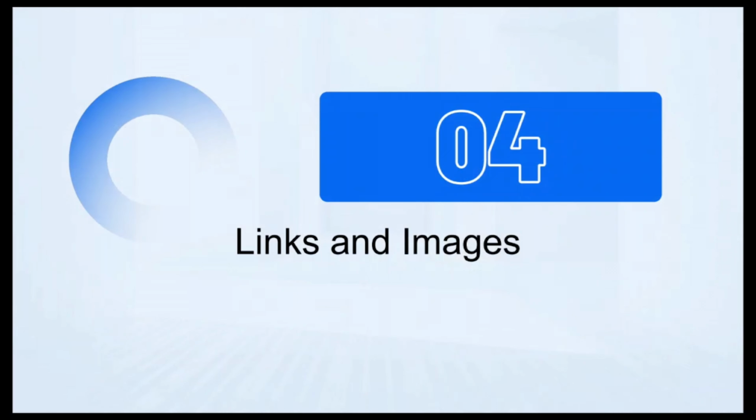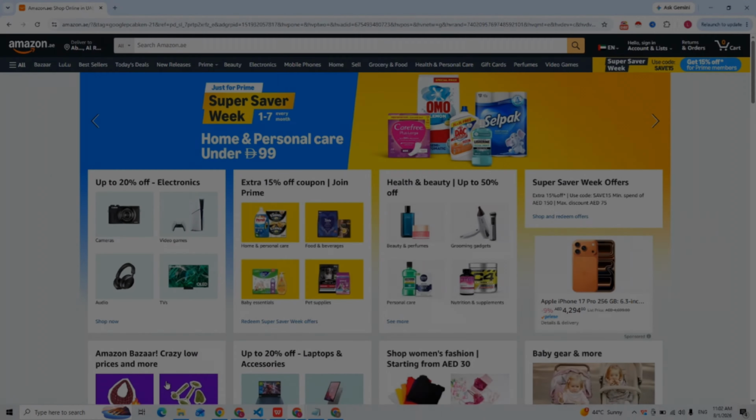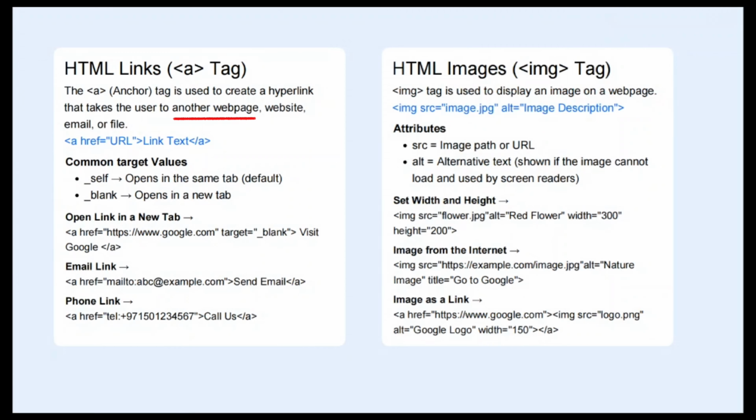So let's start with our first topic, links and images. In HTML, we use the anchor tag to create links. Links help users move from one web page to another web page, open another website, send email or make a call. So this is the basic syntax of the anchor tag, and the href attribute is used to add the URL or address of a page or an external link. The text between the opening and closing anchor tag is the clickable text.